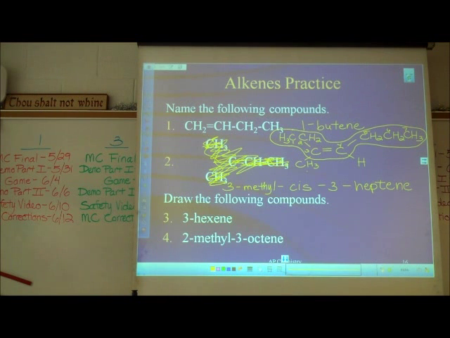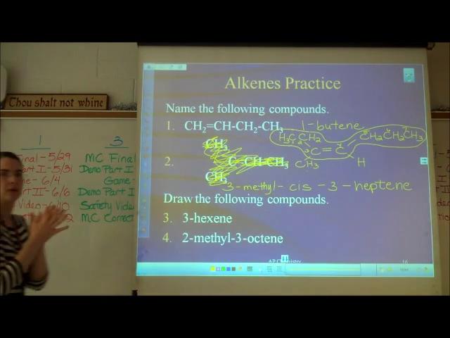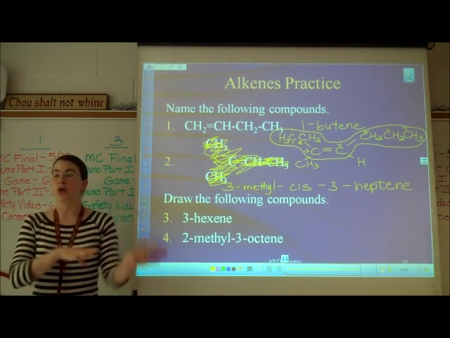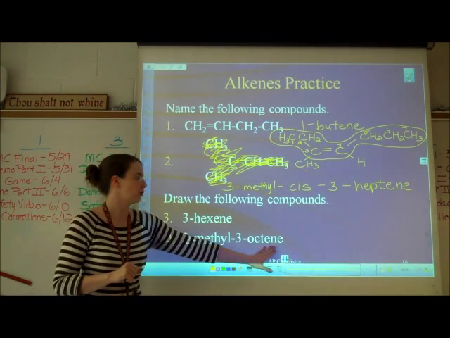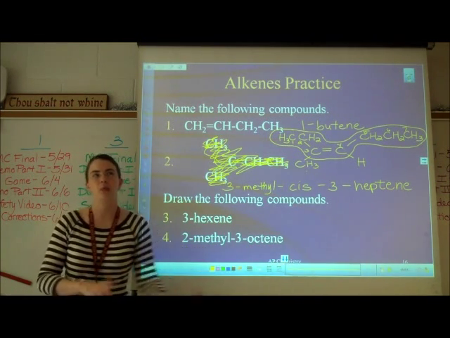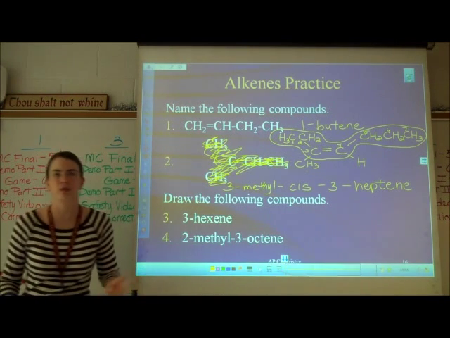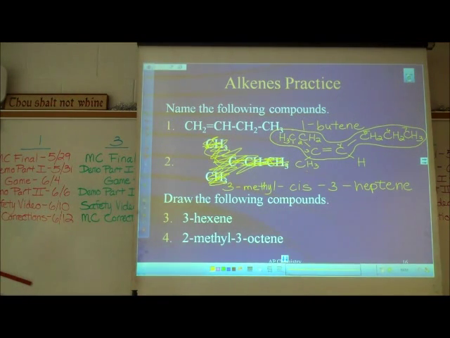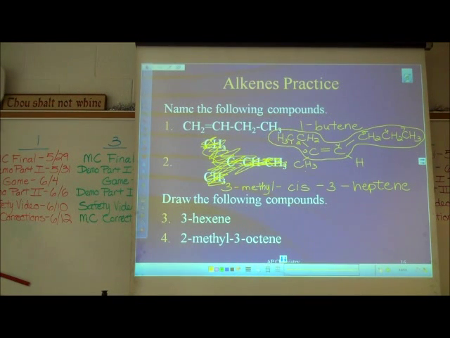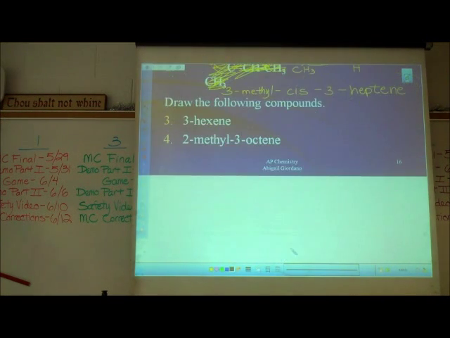For 3 and 4, I want you to draw them, okay? And remember, if I give you a name and say draw it, the easiest thing is to start with the longest chain and work sort of backwards through the name. And I'm actually going to give you numbers 5 and 6 to try, just to see if you're up for the challenge. Try these. And guys, I'm going to draw these out in 2 different ways. And both ways are acceptable. You choose which way you like better.